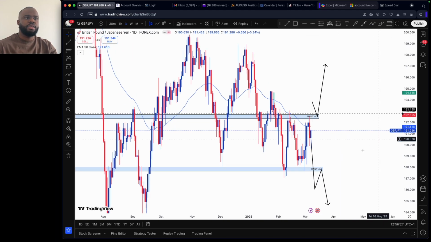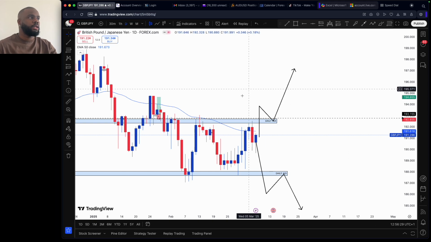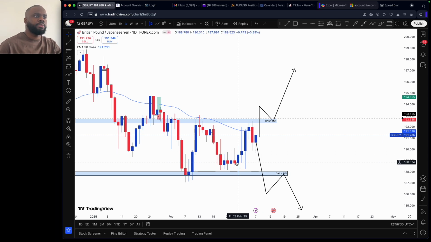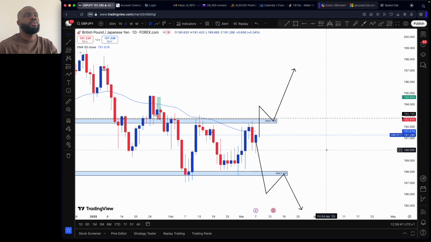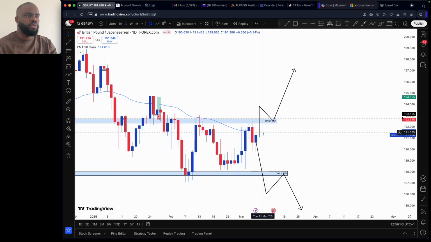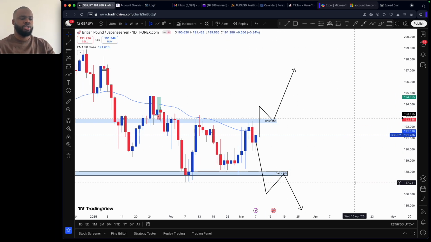So this is the scenario for GBP JPY, because the price movement inside this zone is unpredictable, so we should wait for a break. I believe it's going to break to the upside, but whichever way, we'll have to wait for a body close out of these two zones before we can continue trading GBP JPY.